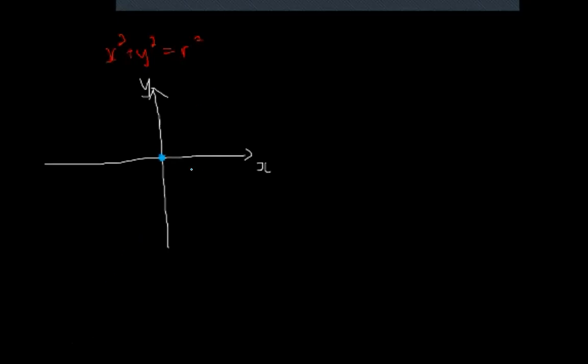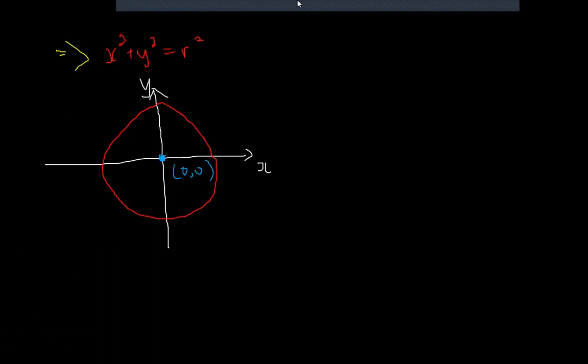The coordinates are (0, 0). Let me just draw that circle. So here, that's supposed to be a circle. So that's what that circle will look like every time you see the equation of the circle in this form.